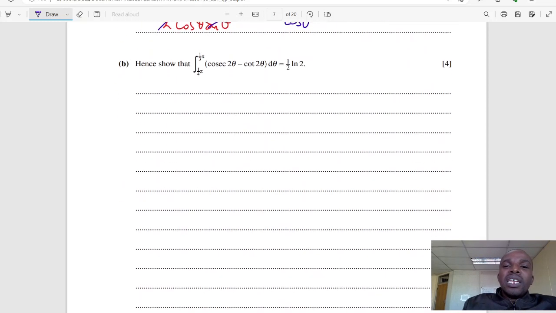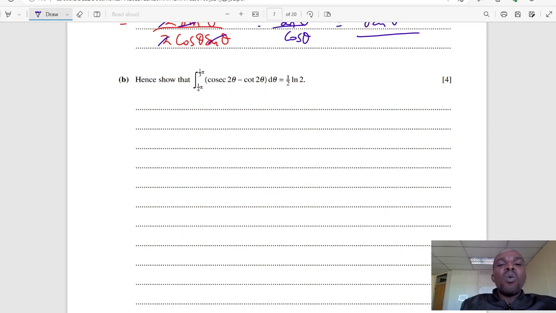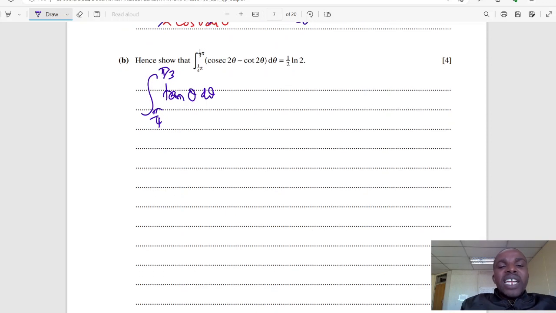Done. Next, show that the integral of cosec 2 theta minus cot 2 theta d theta is half ln 2. For this part, you have to use tan, because we have shown that it's identical to tan theta. So instead of using this expression, you use tan theta d theta, with limits pi over 3 and pi over 4. Then tan theta, can it be integrated? No, you can only differentiate tan theta, but not integrate it.